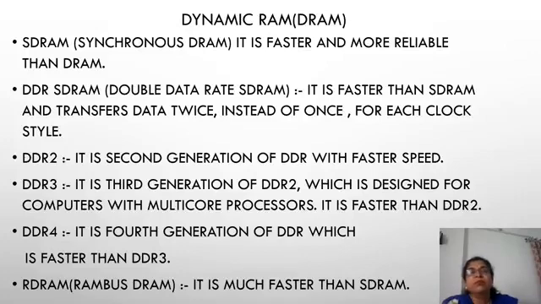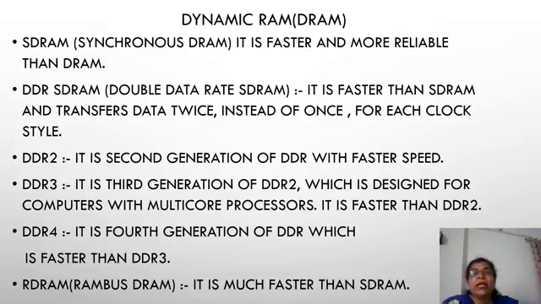SDRAM, synchronous DRAM. It is faster and more reliable than simple DRAM. DDR SDRAM, double data rate. It is much faster. It is faster than SDRAM and transfers data twice instead of once for each clock cycle. Okay, for the safer side.